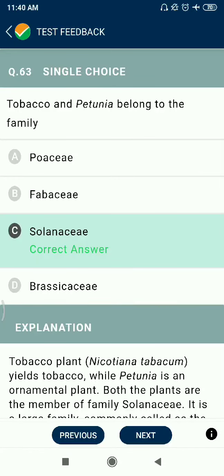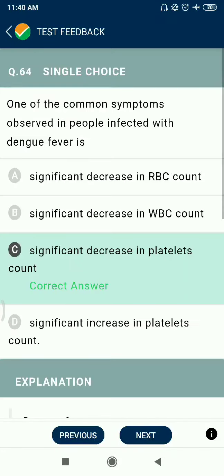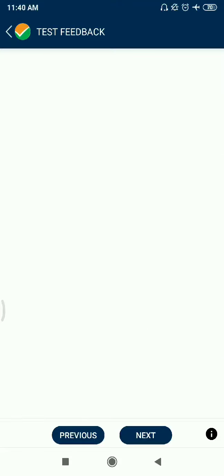Question number 63. Tobacco and petunia belong to the family of Solanaceae. Question number 64. One of the common symptoms observed in the people infected with dengue fever is significant decrease in the platelet count.